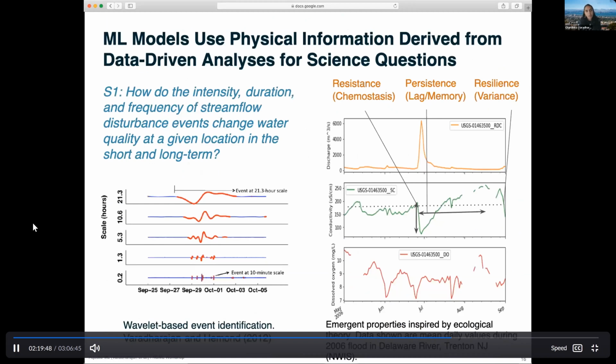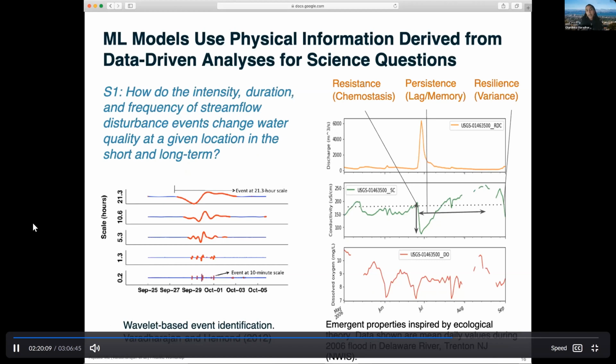For example, for the first science question, I'm looking to tease out some emergent properties such as resistance, which is the change of the signal after the disturbance, or the resilience, which is the ability of the system to bounce back after a disturbance, and the lagged effects of prior events and disturbances on water quality. I'll be doing this analysis on multiple time scales using wavelet multi-resolution analysis.